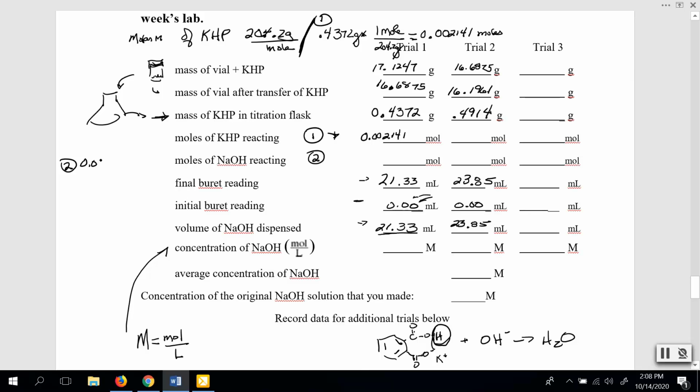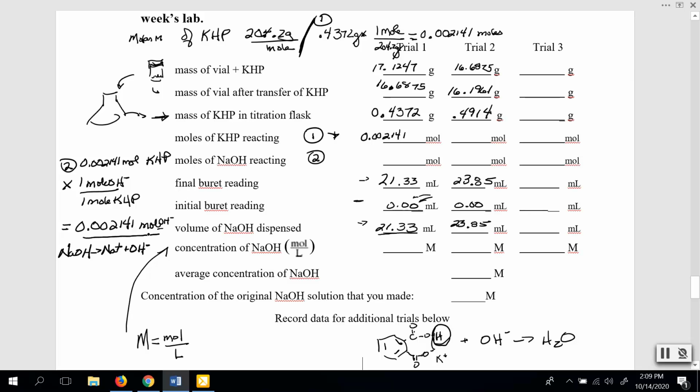We're taking our 0.002141 moles of KHP, and we're going to be multiplying it by a 1-to-1 molar ratio. So 1 mole of hydroxide is used per 1 mole of KHP. So our moles of KHP cancel, and we end up getting 0.002141 moles of hydroxide, which is simply the anion from sodium hydroxide. So we can say the number of moles of hydroxide is the same thing as the moles of NaOH.